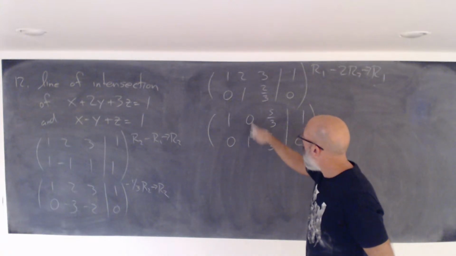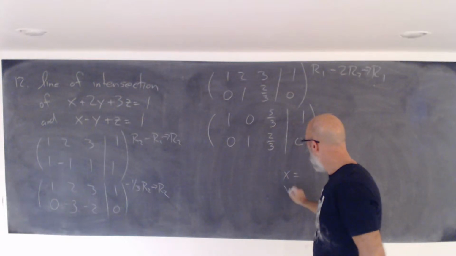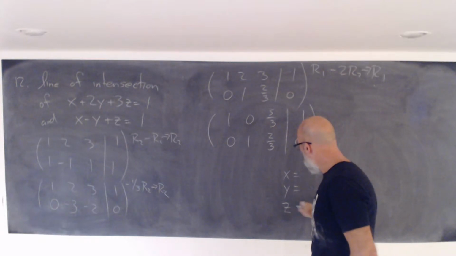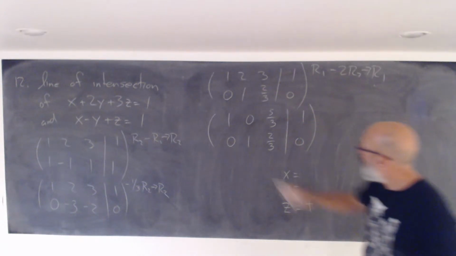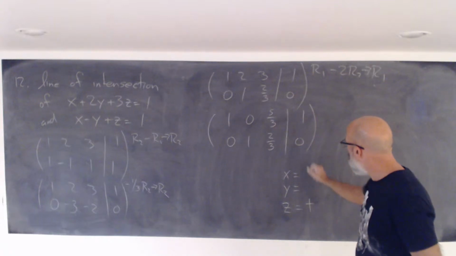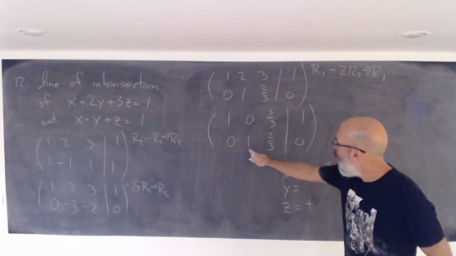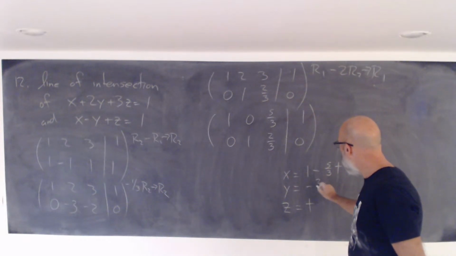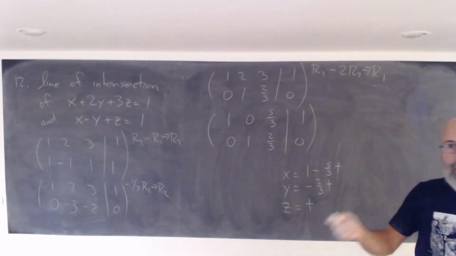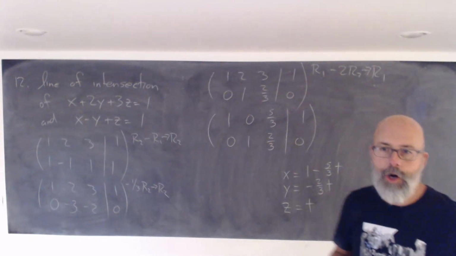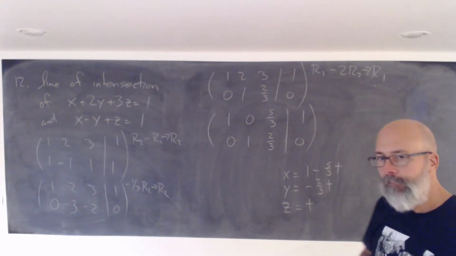x and y both have leading ones, z does not. So we replace z with a parameter, t. x is 1 minus 5/3 t, and y is minus 2/3 t. Exactly the equation of a line as you know it. Beautiful.